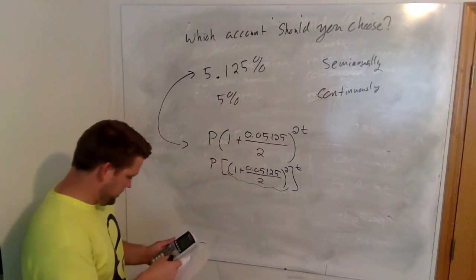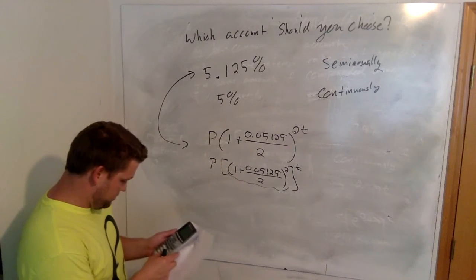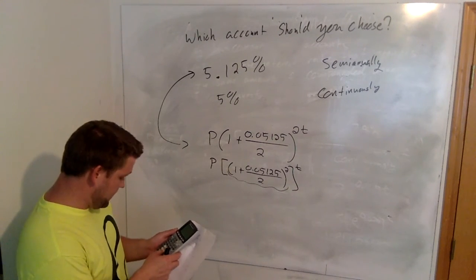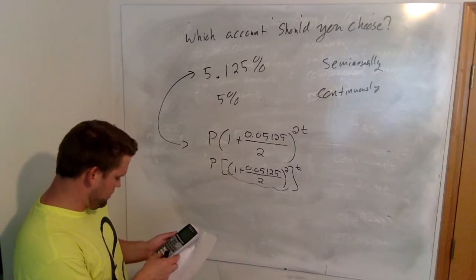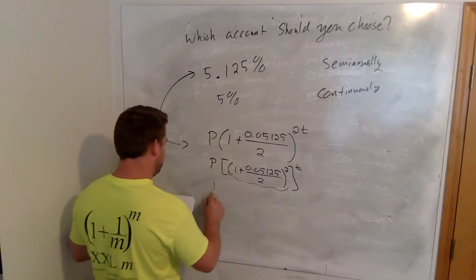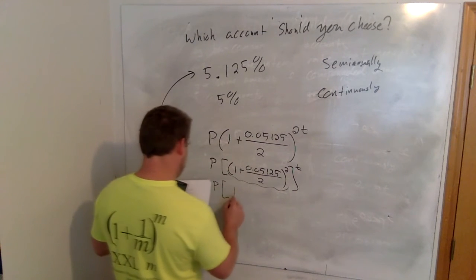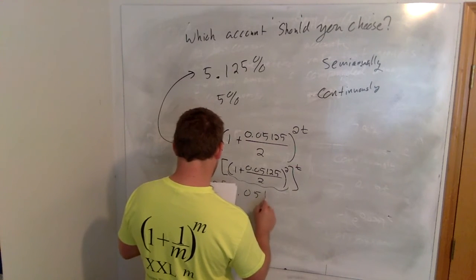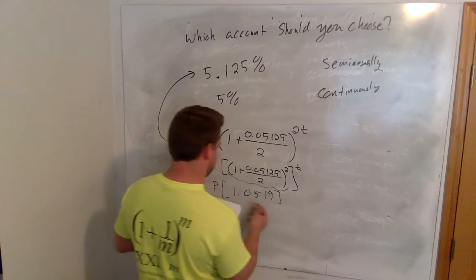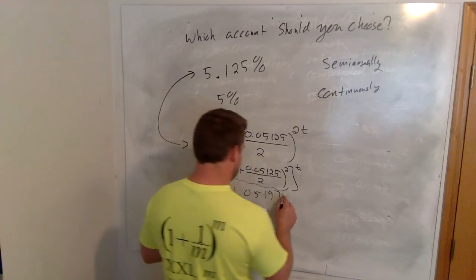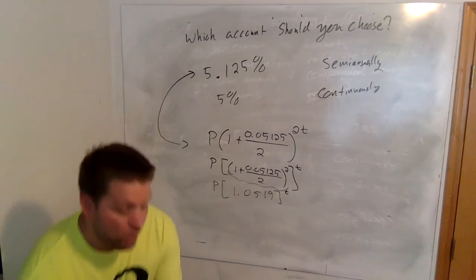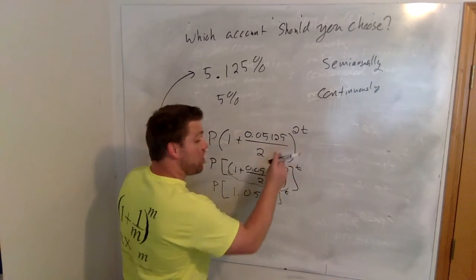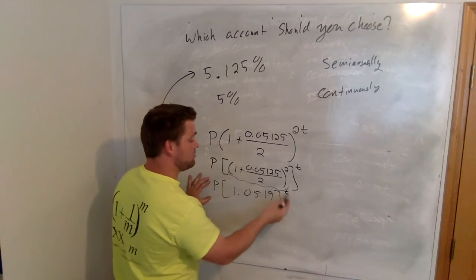So we have 1 plus 0.05125 divided by 2, to the power of 2. So I have a P times 1.0519, so it's not exact, it looks like I'm going out to 4 decimal places, to the power of t. So now I have this formula that looks like we're compounding semi-annually. I've just massaged the formula to make it look like we're compounding just once per year.